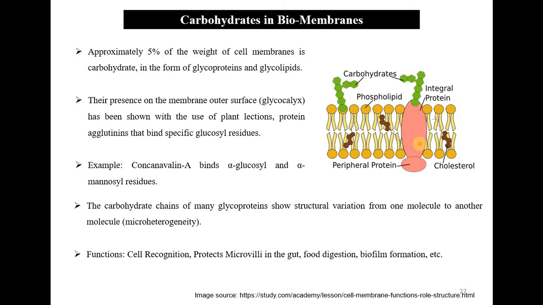Carbohydrate chains of many glycoproteins show structural variation from one molecule to another. The basic function of these carbohydrates in the biomembrane is recognition of the cell. It protects the microvilli in the gut. They play a very important role in food digestion, and also in biofilm formation. Biofilm formation plays a very important role in the virulence and growth of a lot of bacteria, especially in the mycobacterial species.